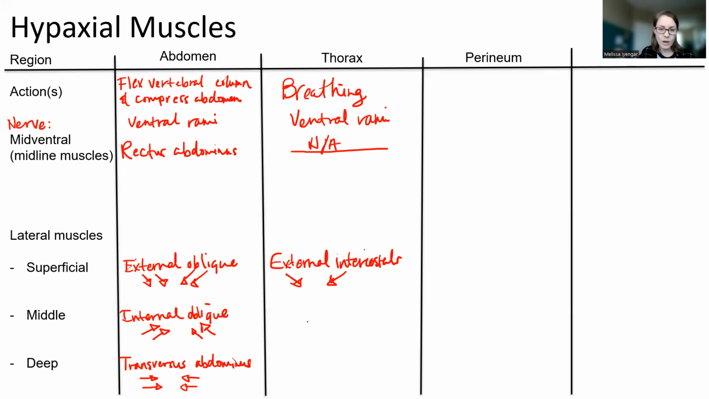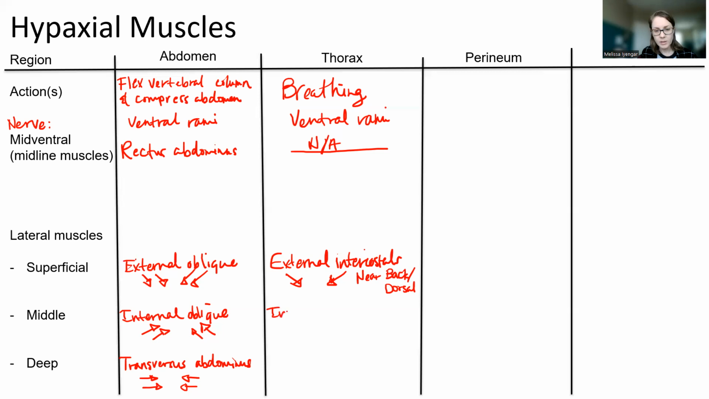The other thing you want to know about external intercostals that's going to help you a lot in lab probably is that you don't see them in the front of the body near the sternum. They actually are found more posterior near the back. So you just put near the back, dorsal, if that's what you want to put.